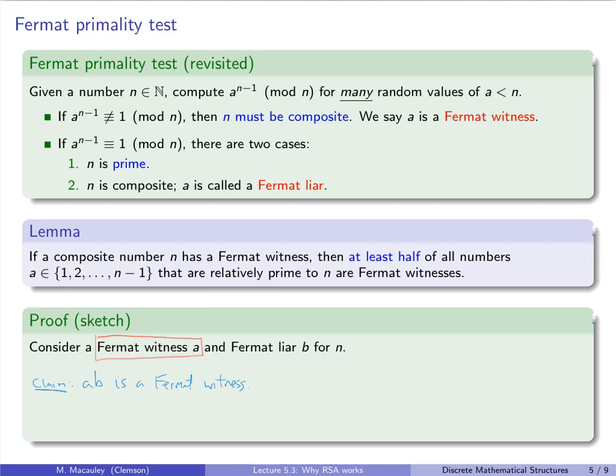So how does this help? So suppose we got a bunch of liars. So we have B1 as a Fermat liar, B2, B3, all the way up to BK. Then this tells us that the following are witnesses.